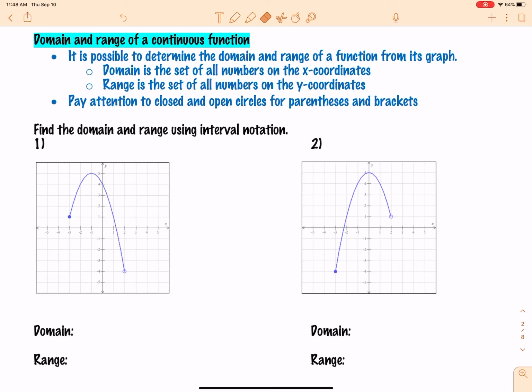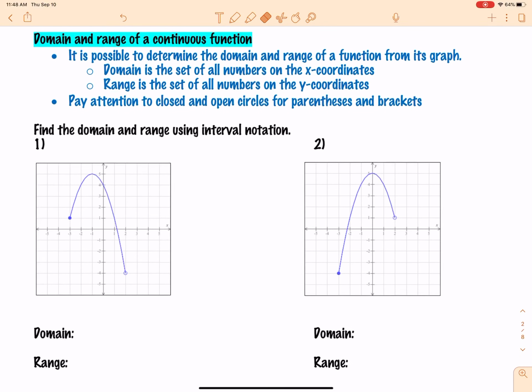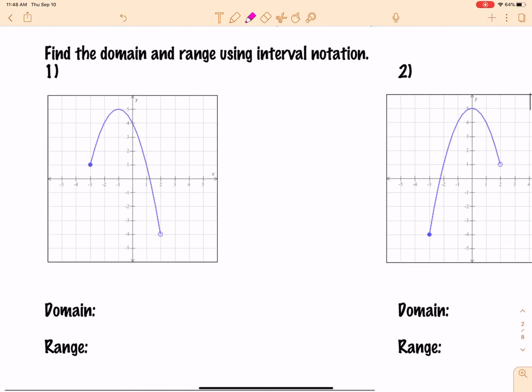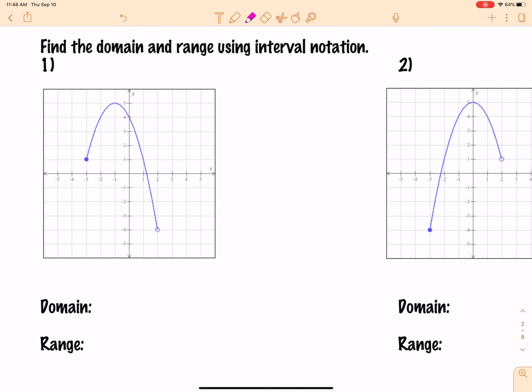All right, domain and range is kind of similar to the increasing and decreasing intervals we visited. So make sure you're paying attention to closed and open circles for parentheses and brackets. And I know you know that domain is the X and range is the Y. All right, so domain and range. So domain's the X.